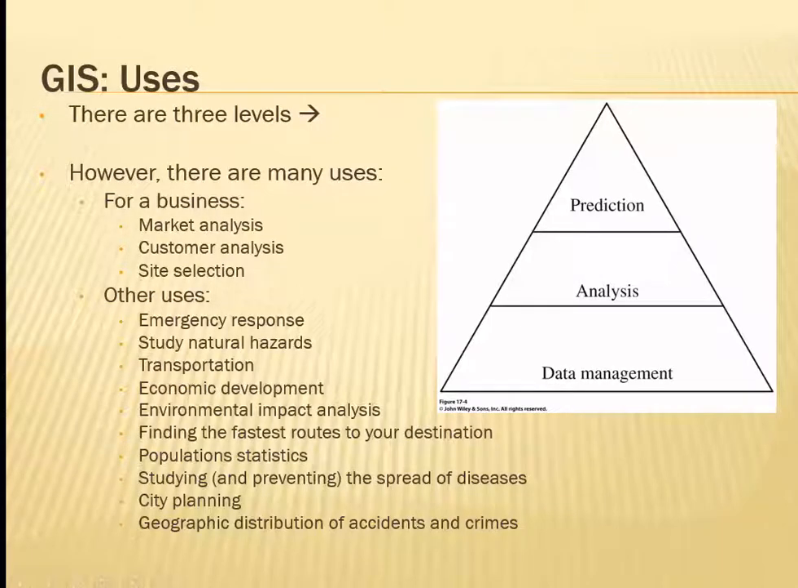And there are many uses. For businesses, they can use it for market analysis and customer analysis and site selection. But you can also use it for emergency responders. If you're studying the natural sciences, you can look at natural hazards. You can also look at transportation and economic development and environmental impact and fastest routes to your destination and population statistics and diseases and city planning and geographic distribution of accidents and crimes.